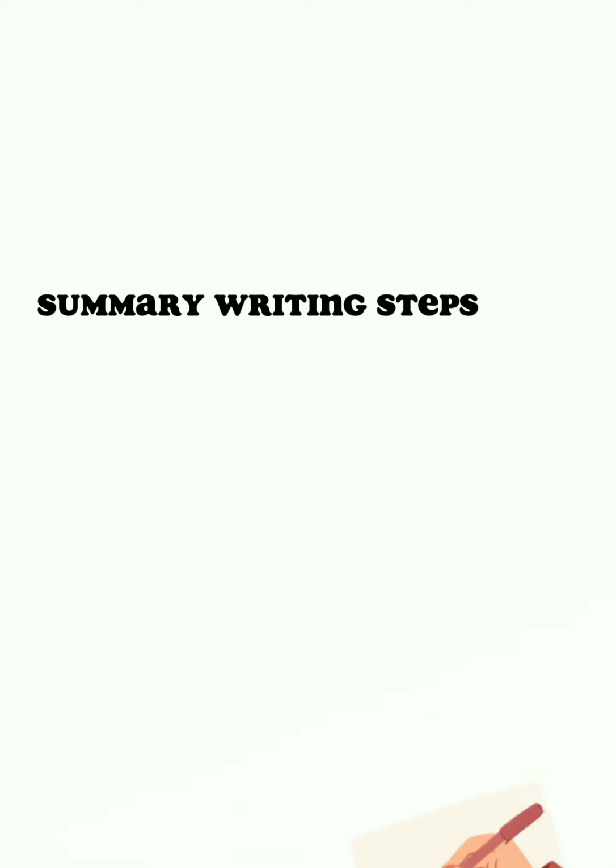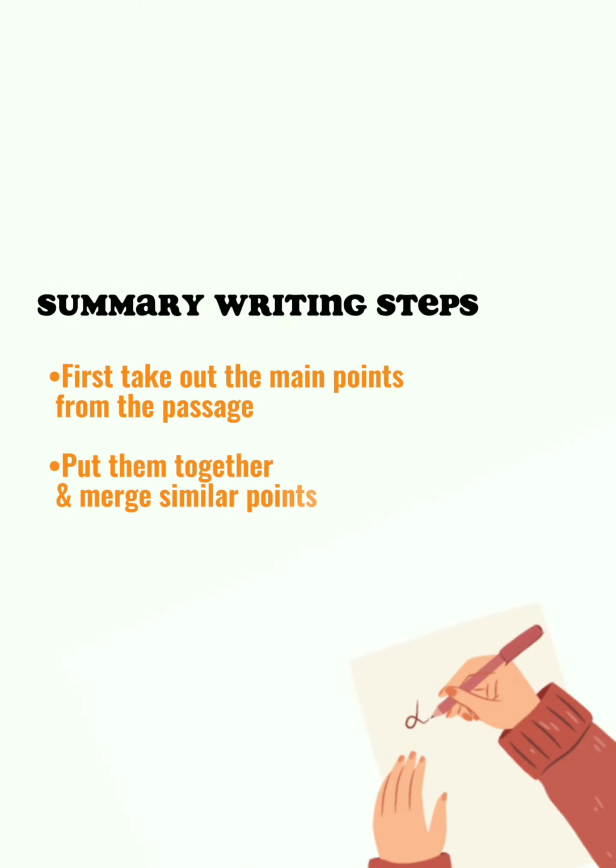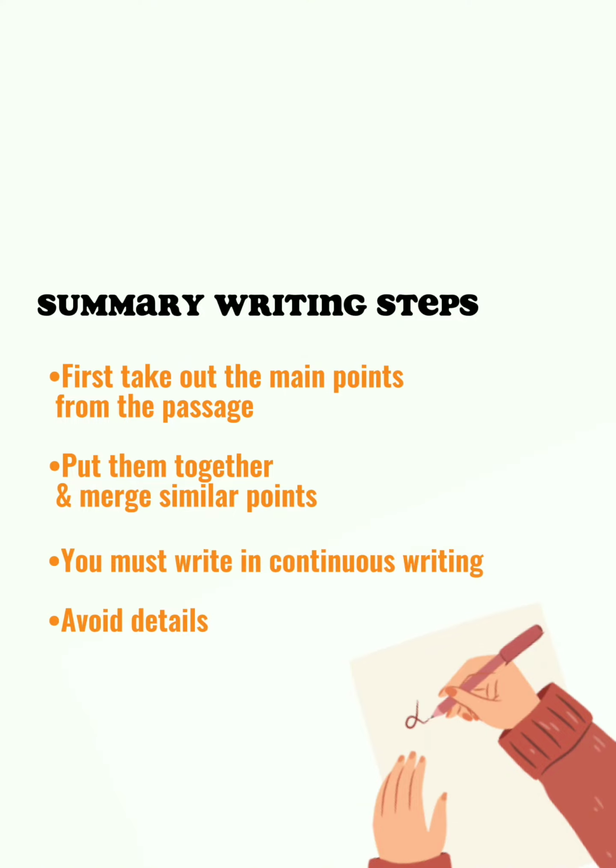What are the summary writing steps? First, take out the main points from the passage. Put them together and merge similar points. You must write in continuous writing. Avoid details. Let's look at this example.